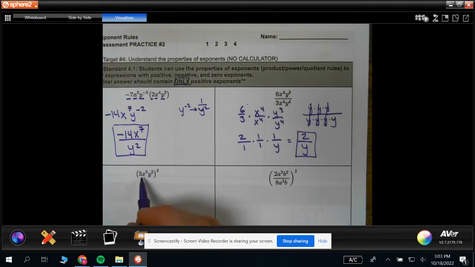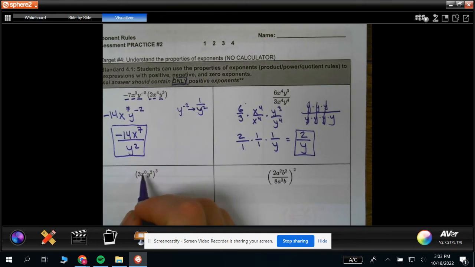All right, next one. 3 times x to the 0 power times y squared, all cubed. X to the 0 power is just 1. So it turns out we don't have to worry about that one. The 0 exponent only applies to the x, though. 3 cubed is 27. X to the 0 power is 1 cubed. It's just 1. We don't have to worry about it. Y squared cubed is y to the 6th.